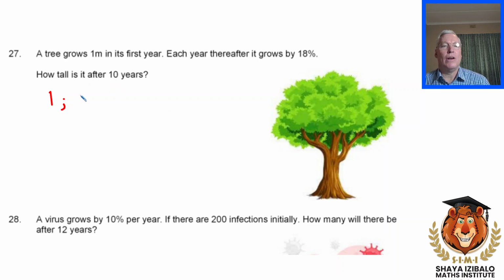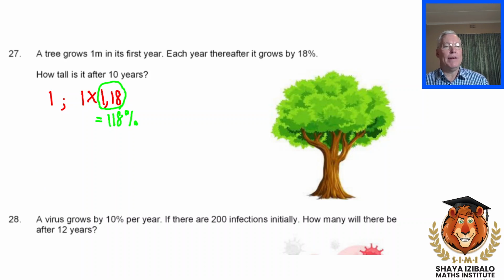Now, to grow something by 18%, we're going to multiply it by 1,18. And just to emphasize, this number is actually the same as 118%. So we're finding 118% of the original 1. In the next year, that'll obviously just be 1,18 meters at the end of year one.